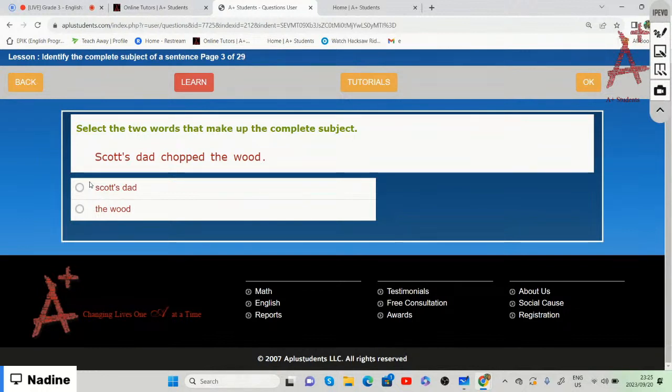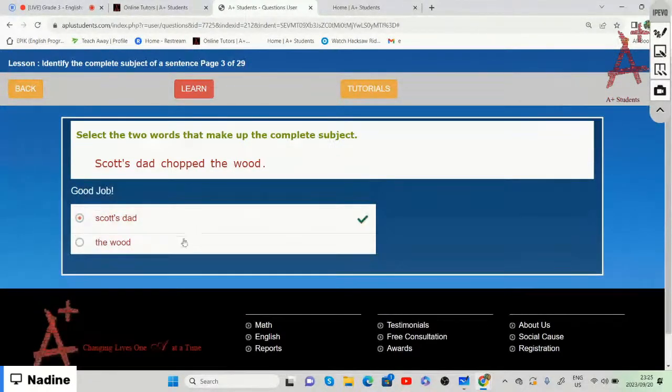All right, so if we select the two words that make up a complete sentence, then we're going to choose option one. And if you chose option one, then well done.